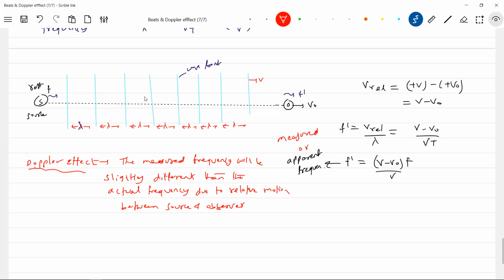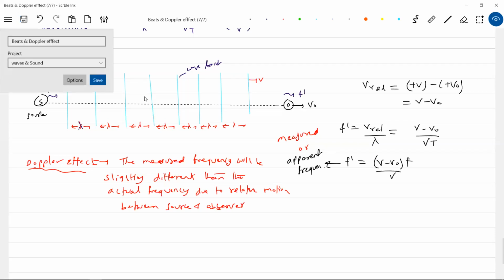So will I hear a sound signal of higher frequency or lower frequency if I move away from the source? Lower frequency, no, V minus V naught. Earlier it was V plus V naught. Here f dash will be less than f. In the previous case f dash was greater than f.